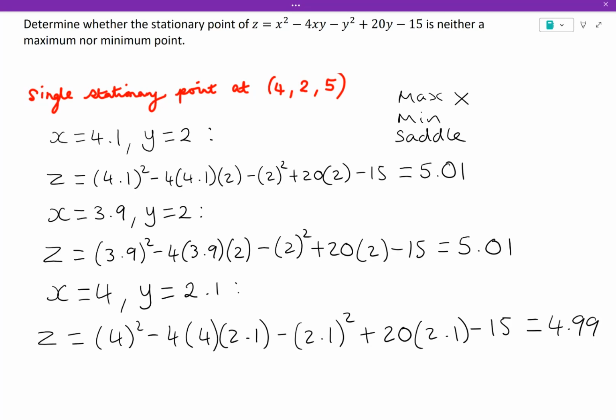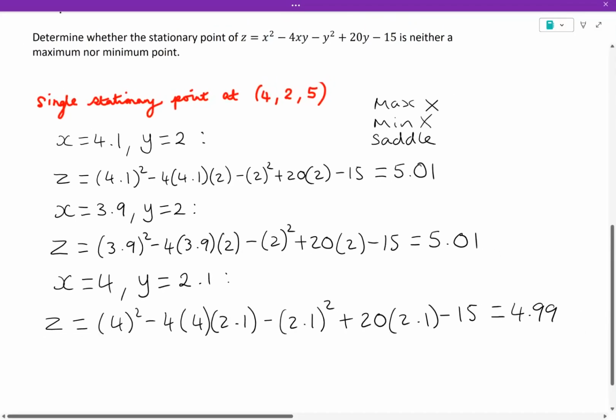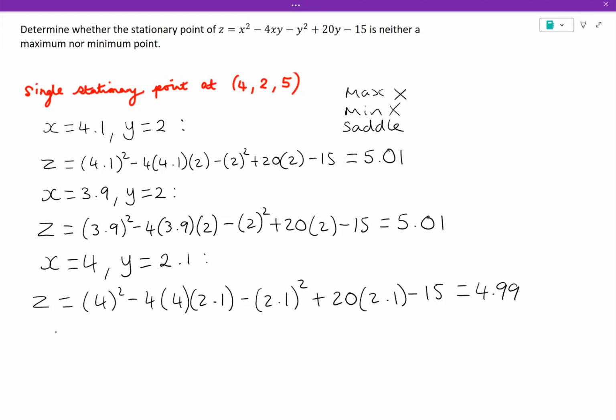So if we change the y coordinate a little bit, and in this case we increase the y coordinate, the z coordinate has now decreased. Therefore, because the z coordinate is decreasing, we can rule out a minimum point. Therefore, the only option left is our saddle point. So we can now make a conclusion.